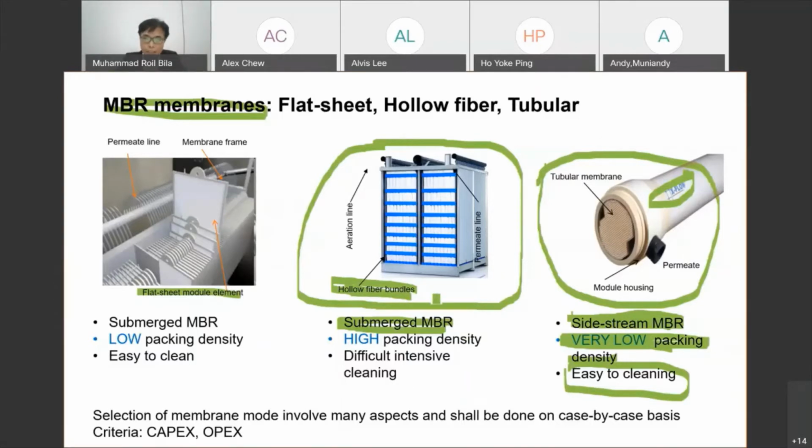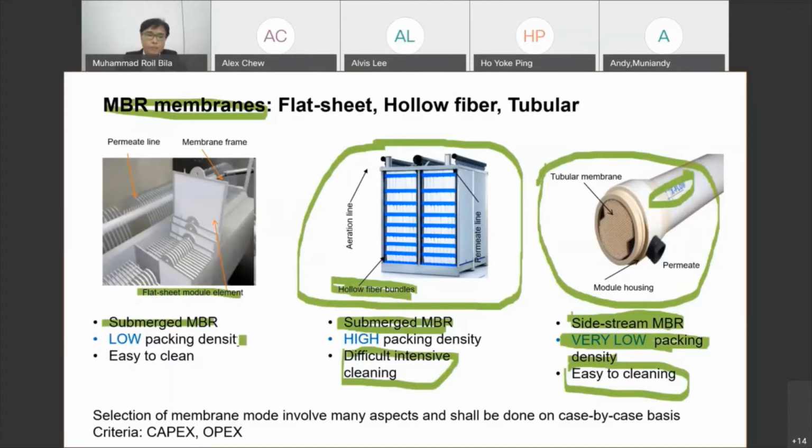Okay, and the problem with this one is a little bit difficult to clean. I'm going to show you some of it later on. And then another one is the flat sheet models. It is used exclusively for the submerged configuration. The packing density is rather low, still higher than the tubular, but much lower compared to the hollow fiber. The good thing about this membrane is it allows good fluid dynamics in the modules. When you have good fluid dynamics in the modules, it fouls less.